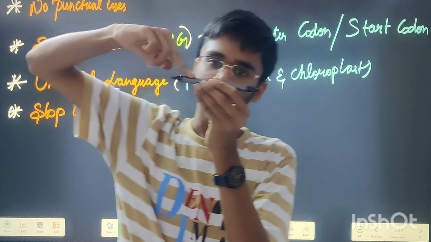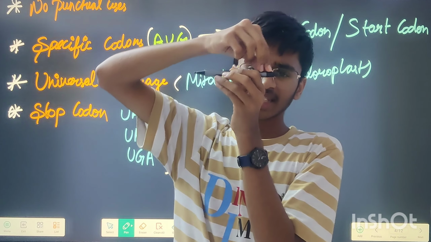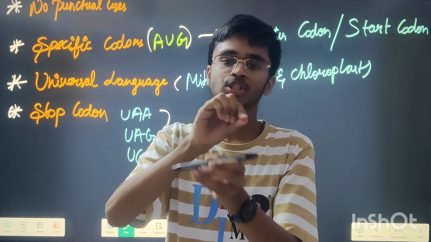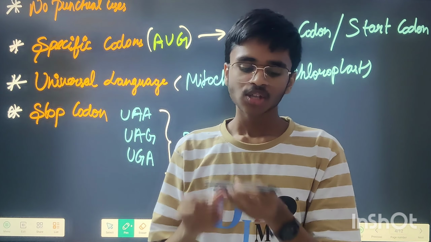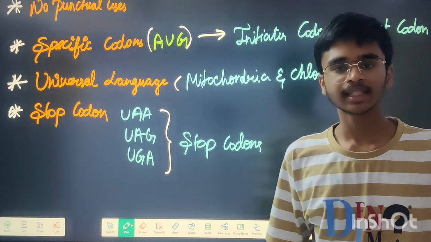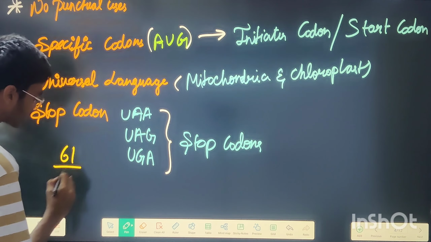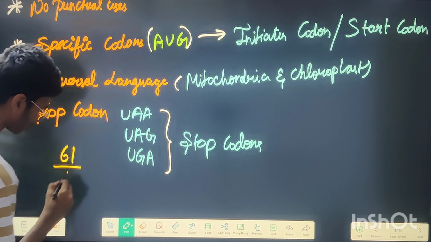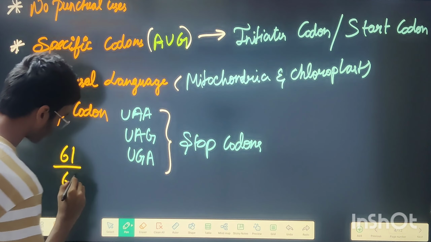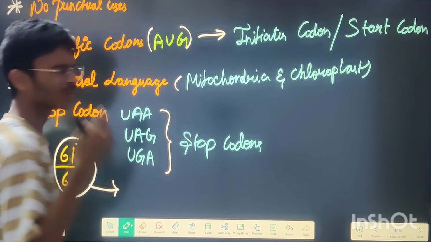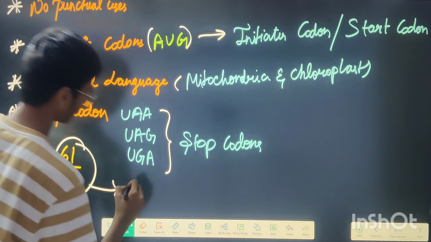For example, if there is UAA, UAG, or UGA, no matter which one of these three is present, if any one of these genetic codes is there, then the total translation process itself will be stopped. So these three will not code for anything. So in total there are only 61 codons out of 64 codons that can code for and produce an amino acid.